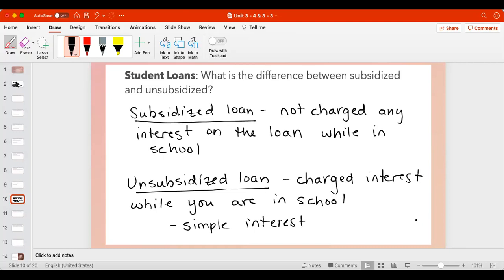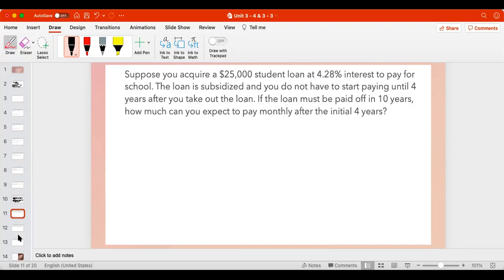So the first example we're going to look at is an example where we have a subsidized loan, and then we'll look at an unsubsidized loan. Okay, so here's the problem. Suppose you acquire a $25,000 student loan at 4.28% interest to pay for school. The loan is subsidized and you do not have to start paying until 4 years after you take out the loan. If the loan must be paid off in 10 years, how much can you expect to pay monthly after the initial 4 years?